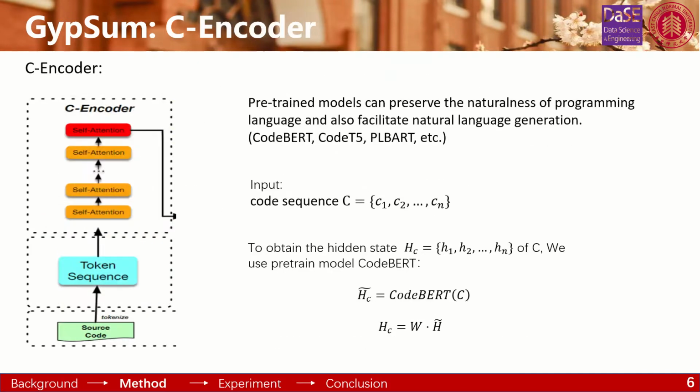In order to better improve the fluency and readability of the generated text, we choose to use a pre-trained model to encode our code. After experimental comparison, we choose CodeBERT, which has the best performance on our dataset. For the text sequence, we first use CodeBERT to encode and add another linear layer to make the output dimension consistent with the G encoder.